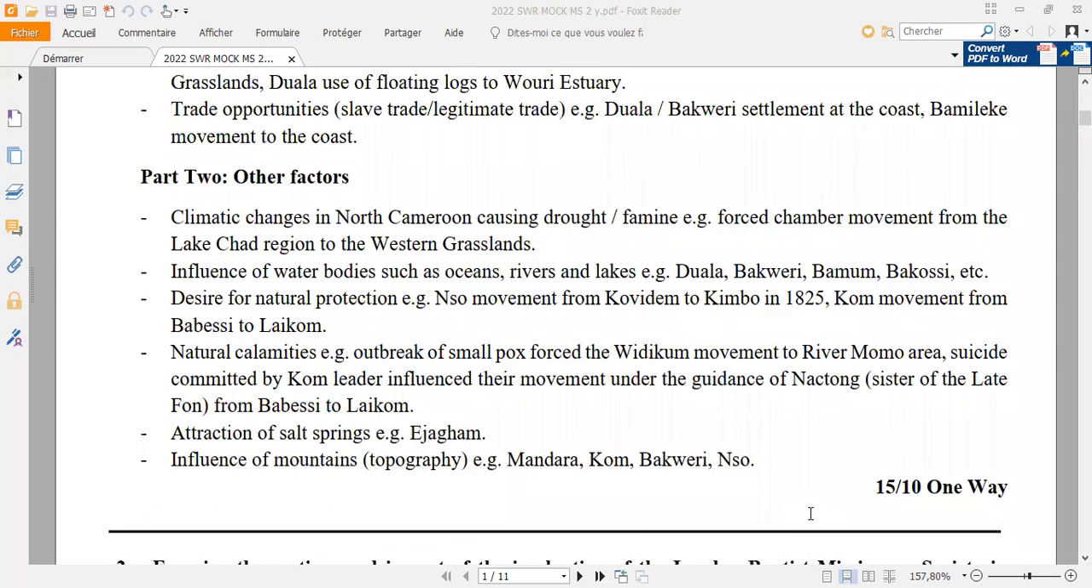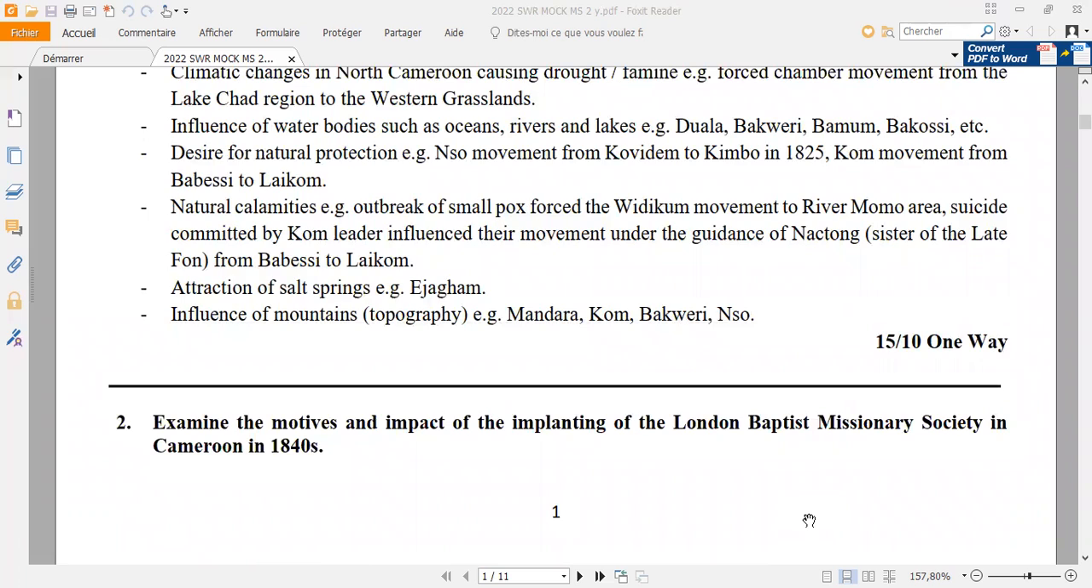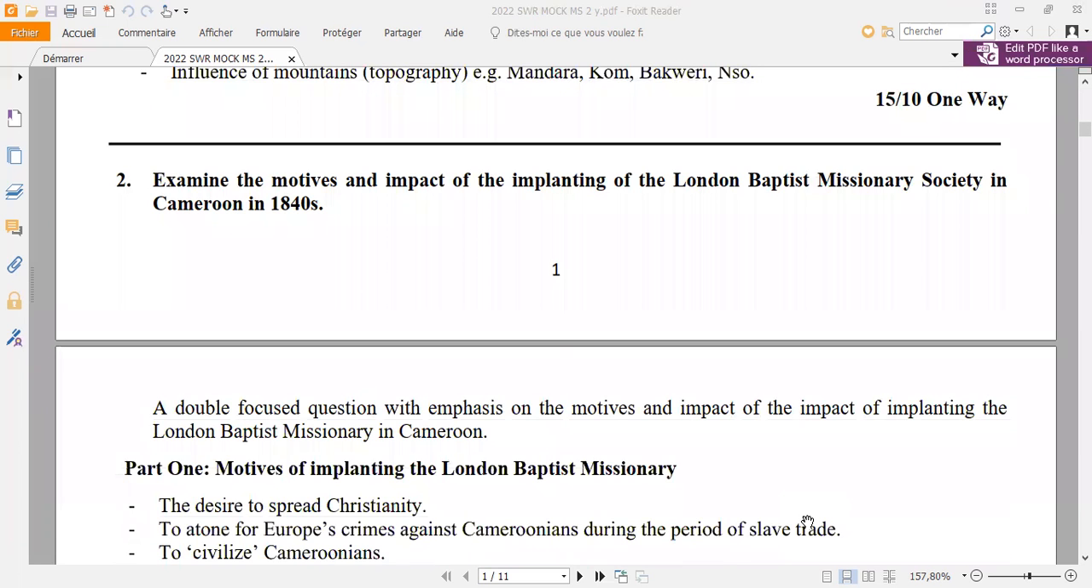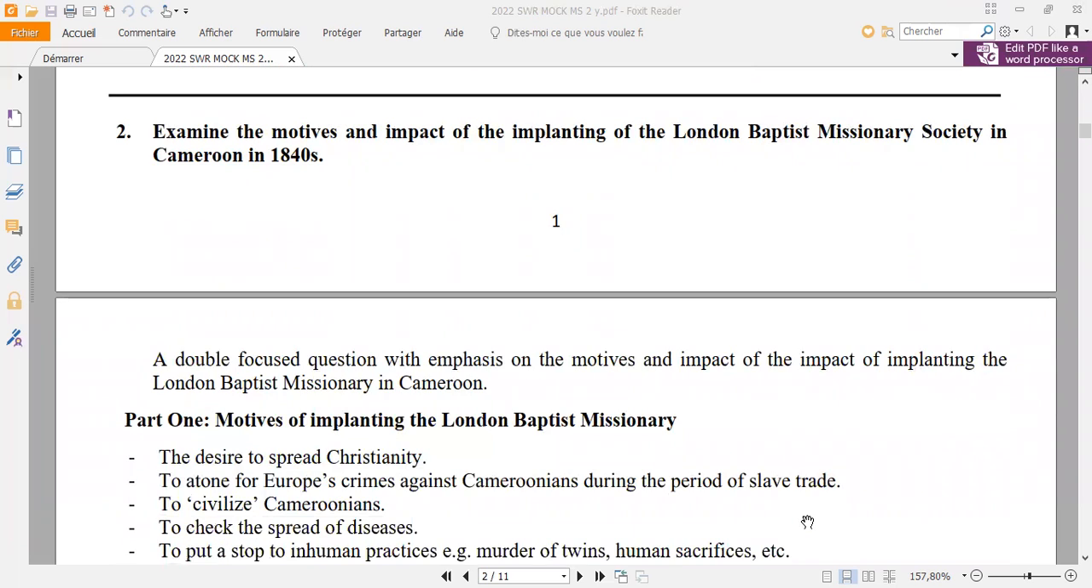Good. After the first question of the March 2022 Southwest Regional Mock, we move to question 2 of the Southwest Regional Mock Paper 2, which says: examine the motives and impact of the implanting of the London Baptist Missionary Society in Cameroon. This is the question here, underlined in blue.